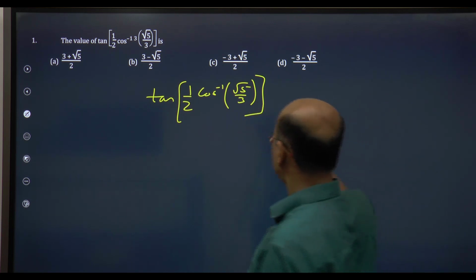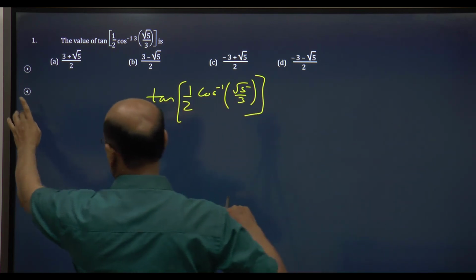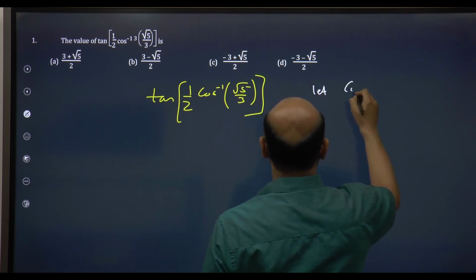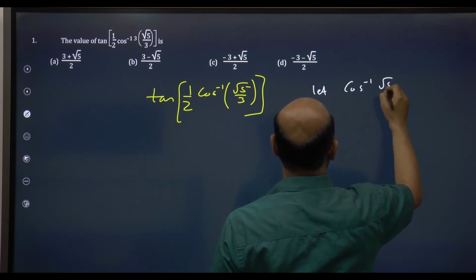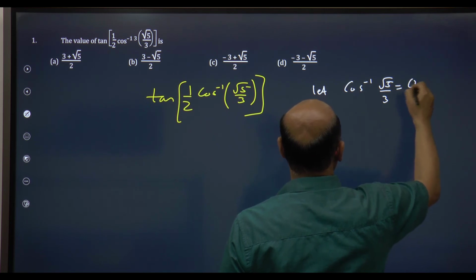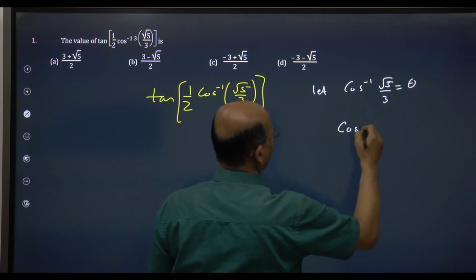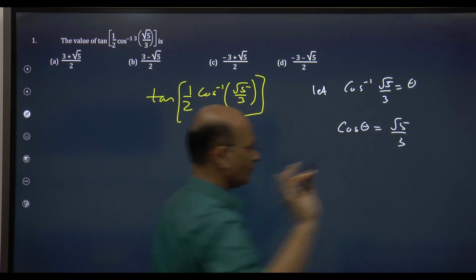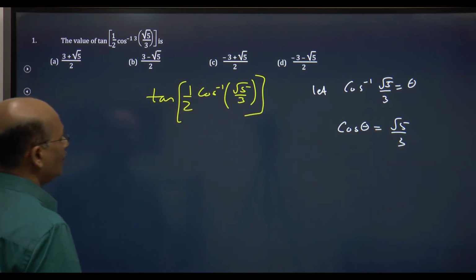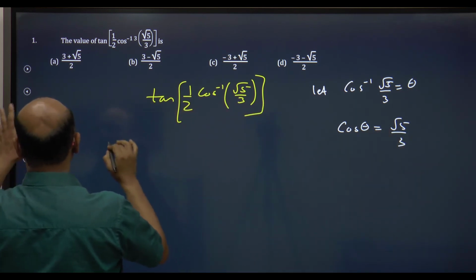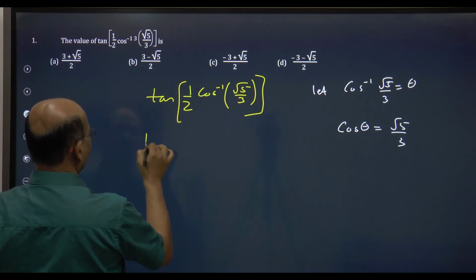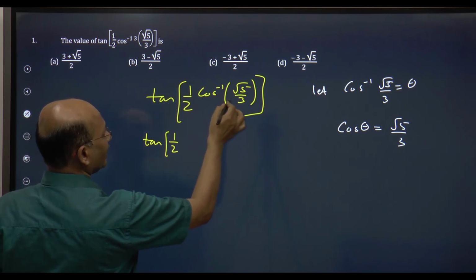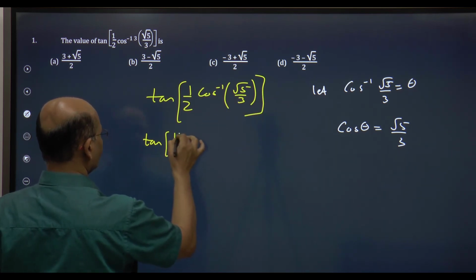So what I am going to do is, I am going to use my little brains which is well trained. So what I will do, I will say let cos inverse root 5 upon 3 be theta. So what will happen here? This will be cos theta is equal to root 5 upon 3, just for your information. Okay. So what will happen eventually here? Let us see. So this will become tan of half cos inverse x. Now cos inverse x is theta, so this is nothing but theta.